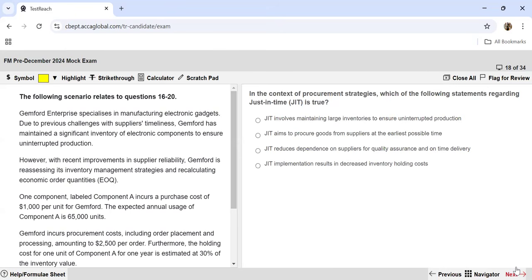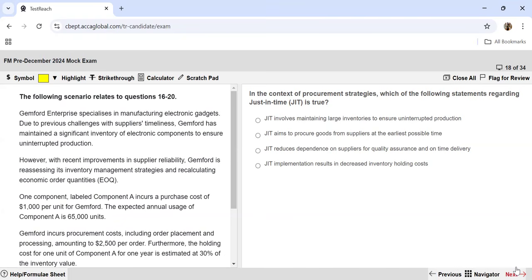The third one says JIT reduces dependence on suppliers for quality assurance and on-time delivery. Again, this is totally wrong. It's the opposite. In JIT we are more dependent on our suppliers for giving us a quality product and also delivering on time, because we are always ordering at a very short notice under the JIT system. Now we are left with the last one that has to be the answer, but let's also understand why that is the answer. The last statement says JIT implementation results in decreased inventory holding costs.